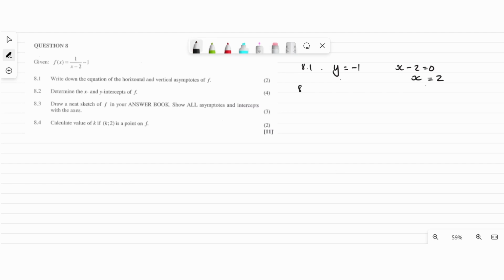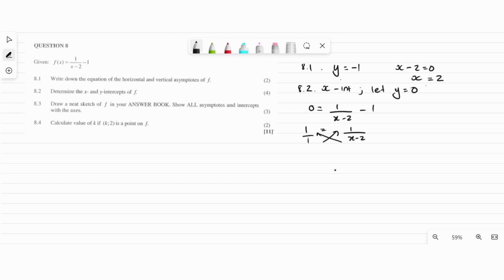Now moving to 8.2, it says determine the x and y intercept. For the x intercept, we're going to let y equal 0. So wherever we see y, we substitute 0, but our y in this case is f of x, so it's 0 equals 1 divided by x minus 2, minus 1. Take the 1 to the other side. We're trying to make x the subject of the formula, so 1 equals 1 divided by x minus 2. This is the same as divided by 1, so we can cross multiply.